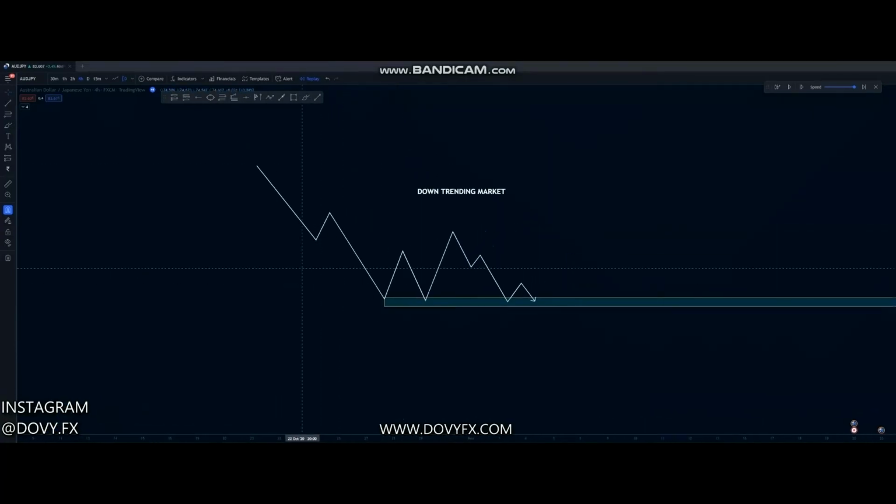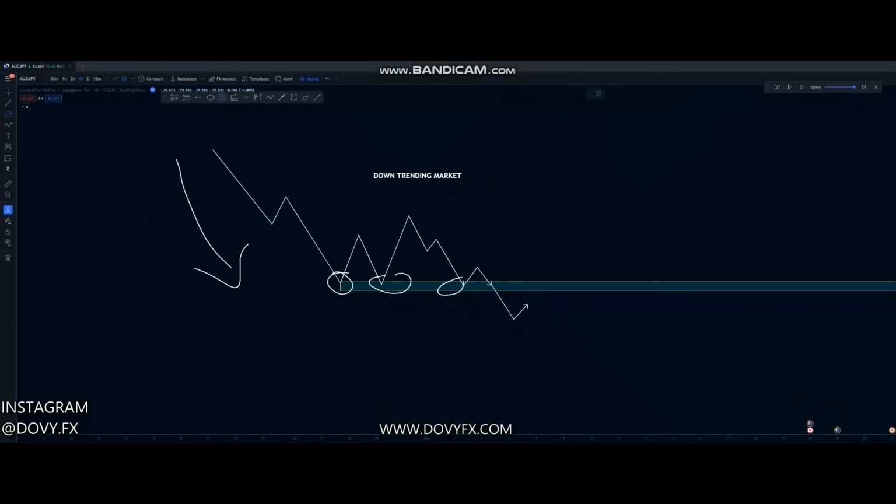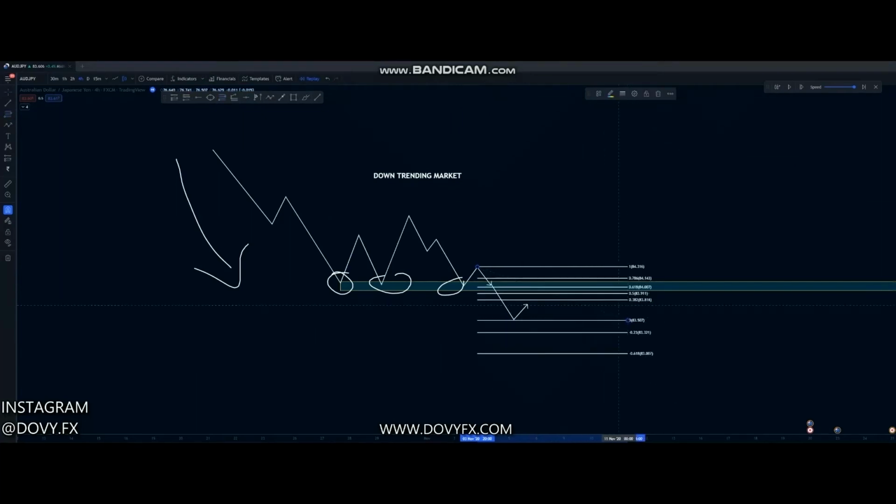Exactly the same thing with the downtrending market. Once you identify the trend, you see the market structure forming. What you do is you wait for the price to break that market structure and start pulling back. And now where do I draw my Fibonacci from? From swing high to swing low. And that swing high is where the price came up before breaking market structure to the downside.